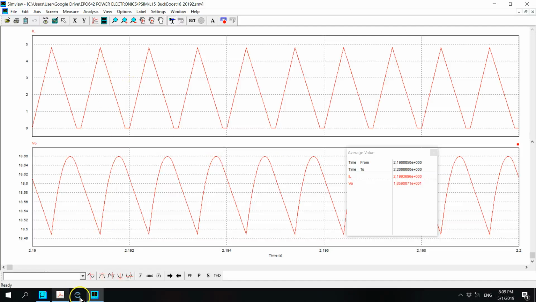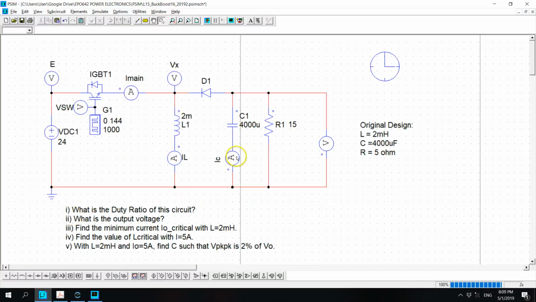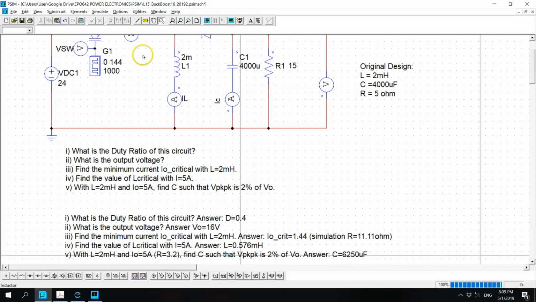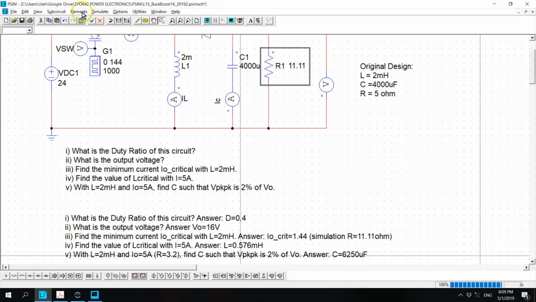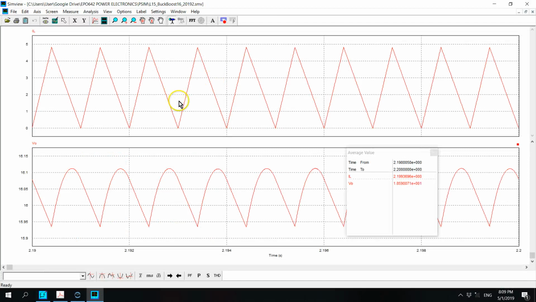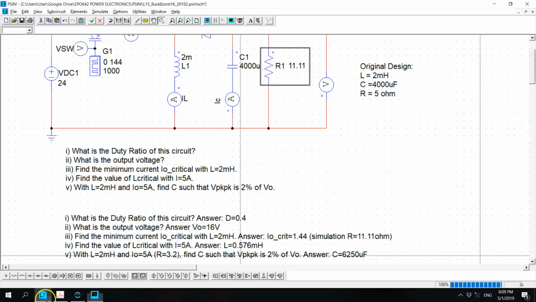So we know that the minimum size of the current that we can use with L equals 2 millihenry is 1.44, that is corresponding to 11.11 ohm, and re-simulate that, you can see that it touched the 0 level here, and it goes up again. Right, okay.